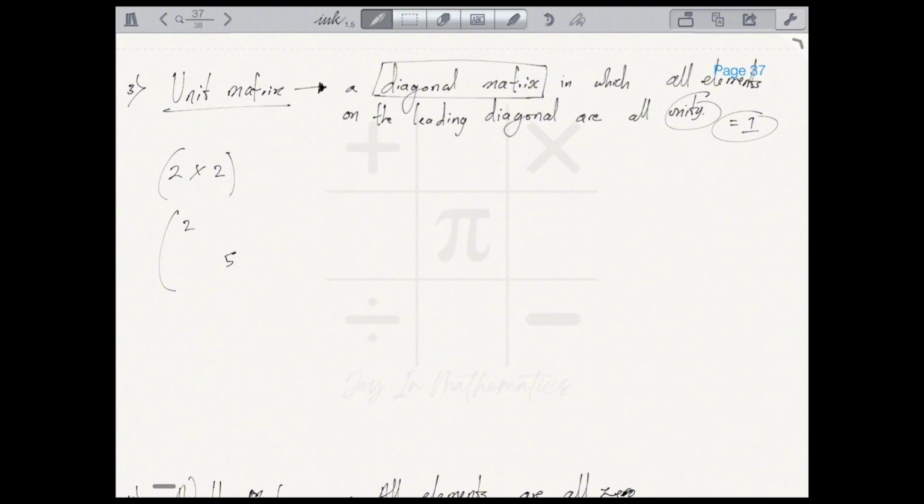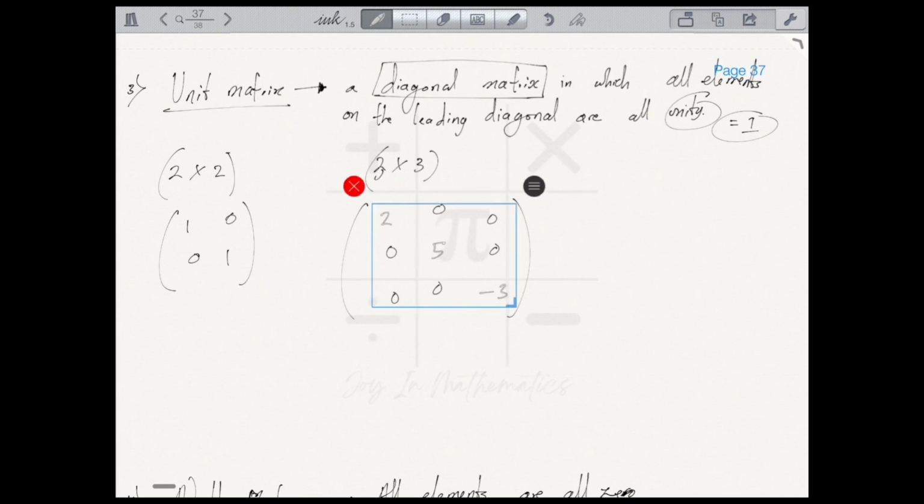We had 2, 5, 0, 0 is a diagonal matrix of 2 by 2, and for a 3 by 3 matrix, let's say we have 2, 5, I think minus 3, and the rest 0. Now this is a diagonal matrix, but a unit matrix is one in which all elements of the leading diagonal are unity. So instead of having 2, 5 here, it will be 1, 1. Instead of writing 2, 5, minus 3 here, it will be 1, 1, and 1.